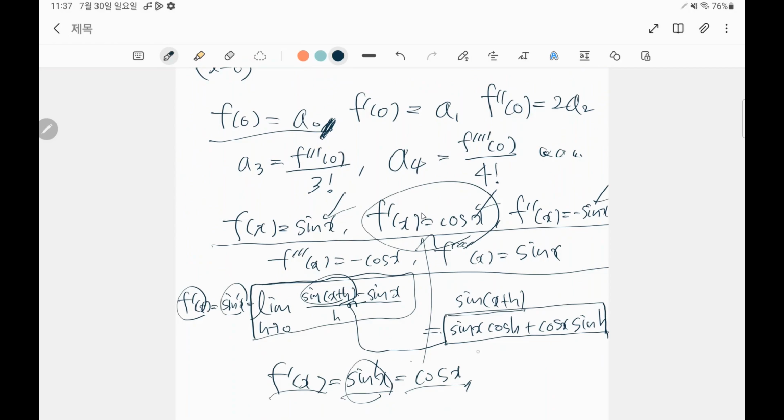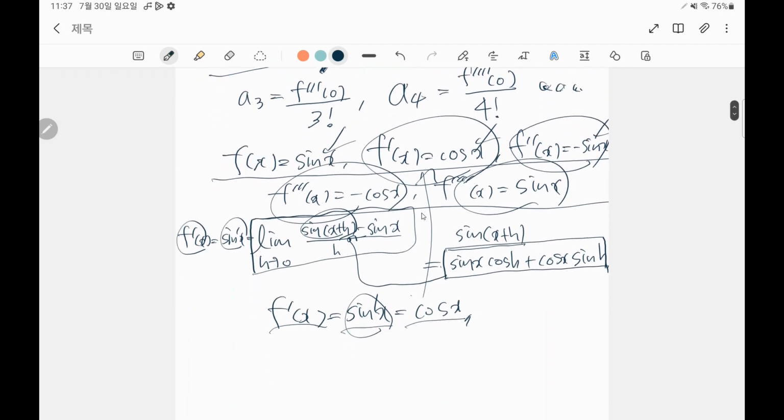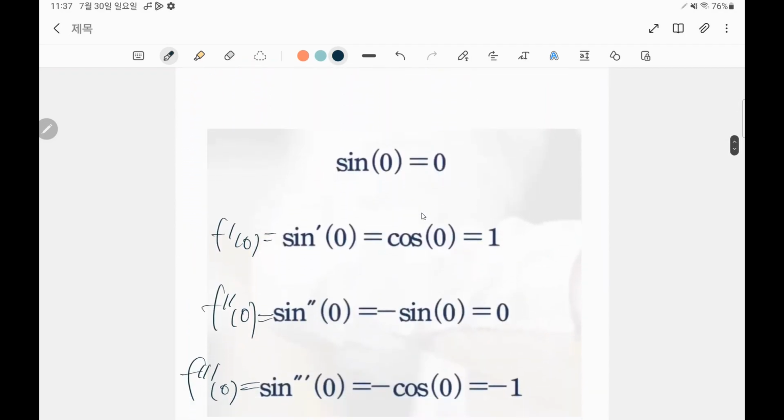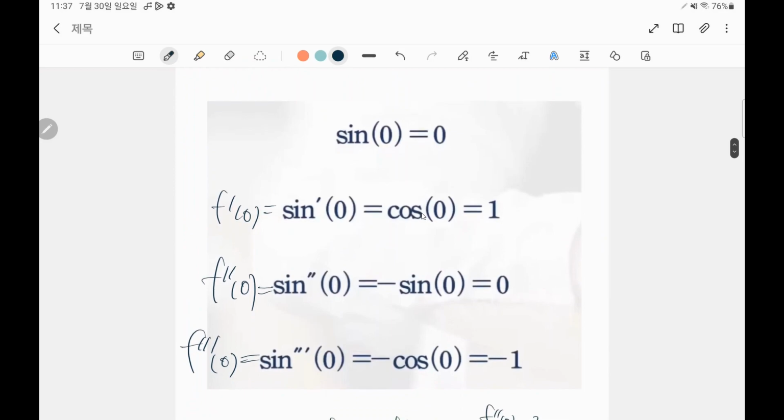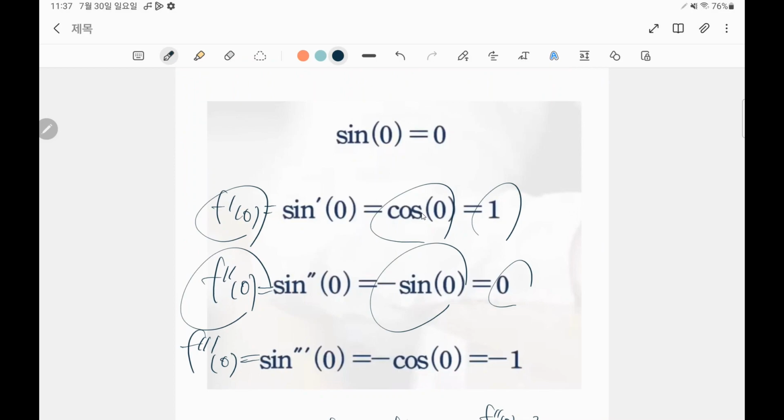If you differentiate cosine of x one more time with respect to x, you get minus sine of x, and so on. And if you plug in 0 for each of these functions, you can easily calculate that sine of 0 is 0, and f prime of 0 is cosine of 0, which is 1, f double prime of 0 is minus sine of 0, which is 0, triple prime of 0 is minus cosine of 0, which is minus 1, and fourth prime of 0 is just sine of 0 again, which is 0.